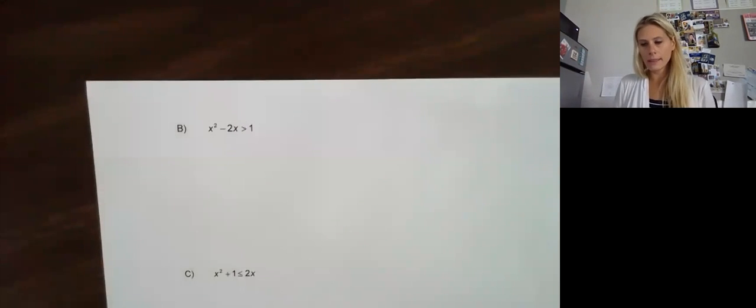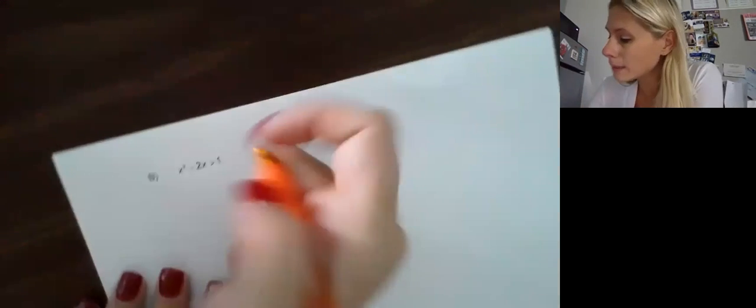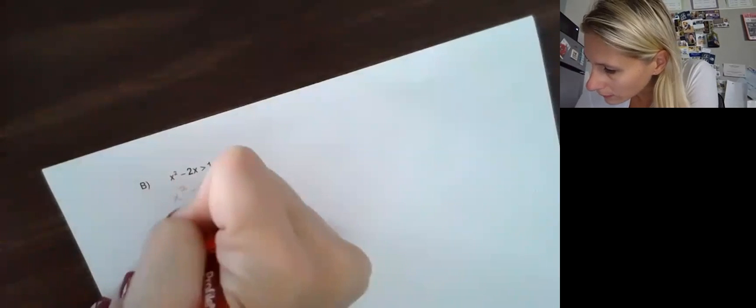All right, let's see what else it has us doing. All right, it has us practicing some more here. Okay, so again, what was the first thing I did? I solved. So x squared minus 2x equals 1. I'm going to solve this out.